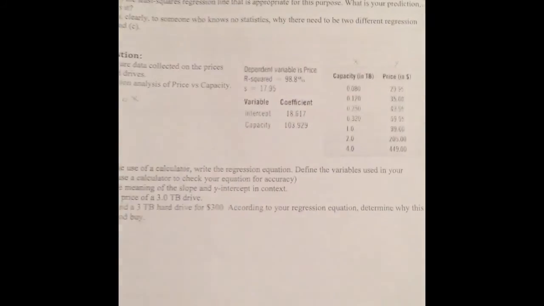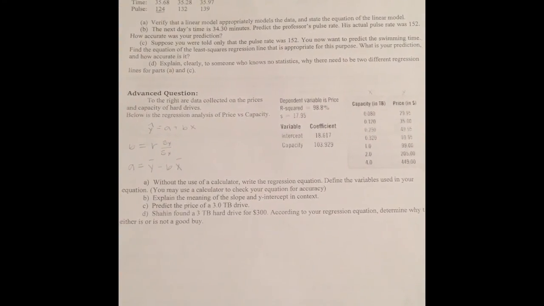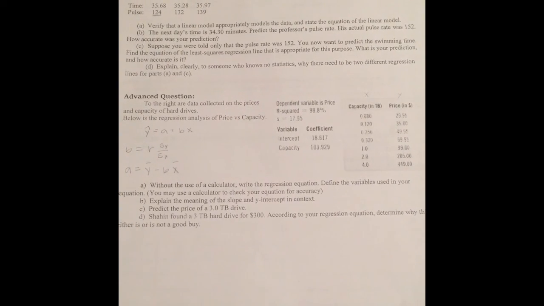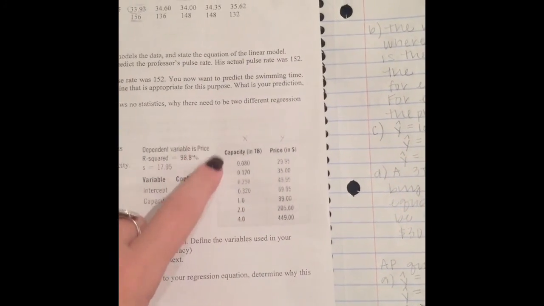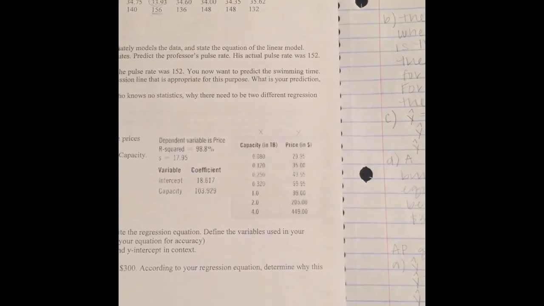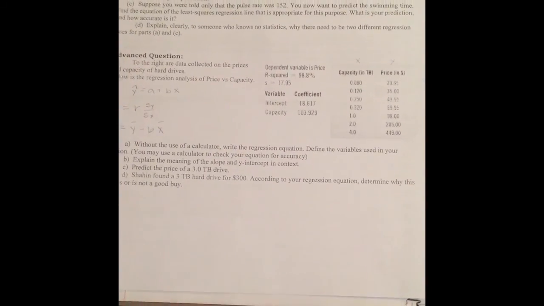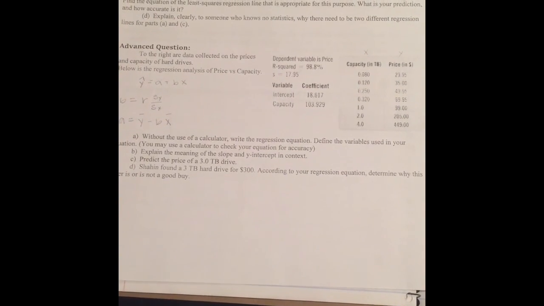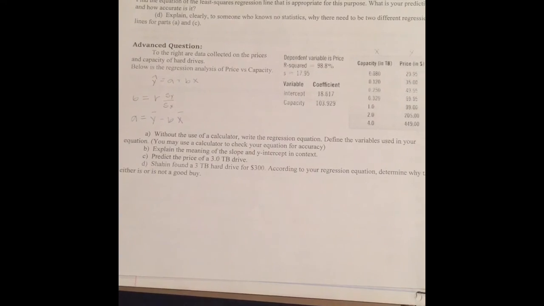Moving on to the advanced question. It says, to the right are data collected on the prices and capacities of hard drives. Below is the regression analysis of price versus capacity. So over here it's giving us capacity in, I guess, terabytes, and price in dollars. And then it gives us some stats over here. And it says in part A, without the use of a calculator, write the regression equation. Define the variables used in your equation.